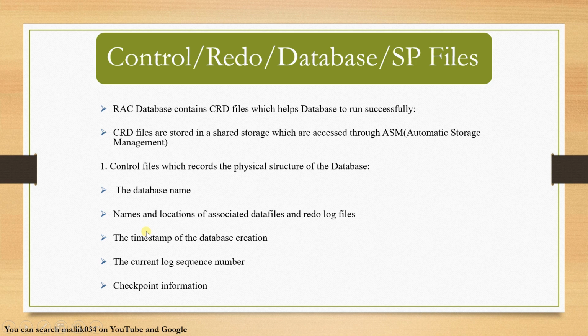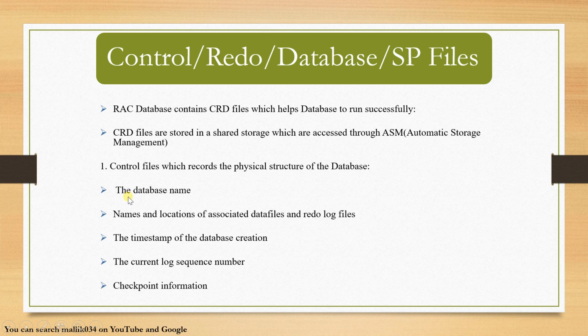Control file, redo file, data file, SP file, and others like password file and backup set, everything we can place inside my disk group. But I'm just covering this. What are these files? A RAC database contains CRD files, which help the database run successfully. CRD files are stored in shared storage, which is accessed through ASM. One is the control file, which is the core, main file in any database, which has the database structure and all the versions.